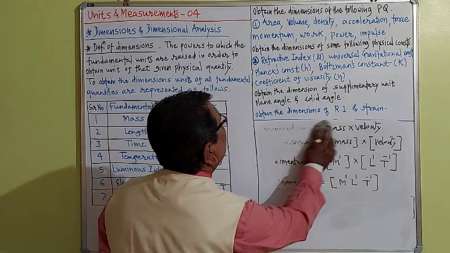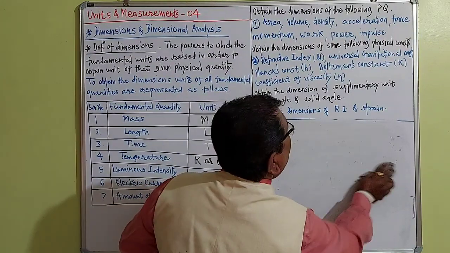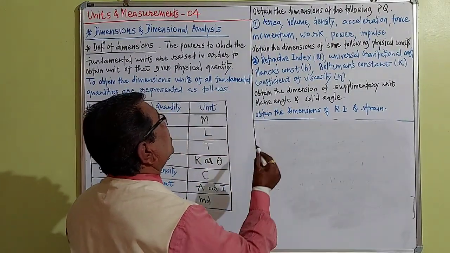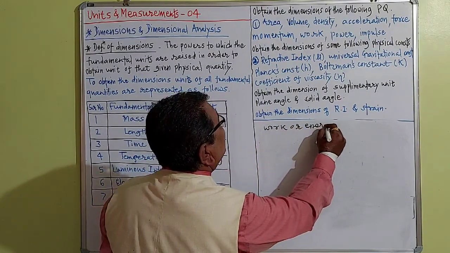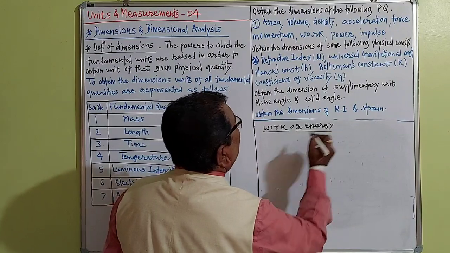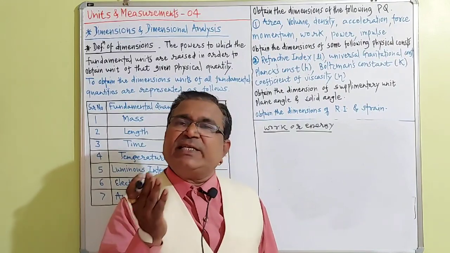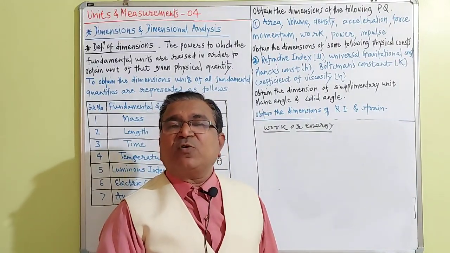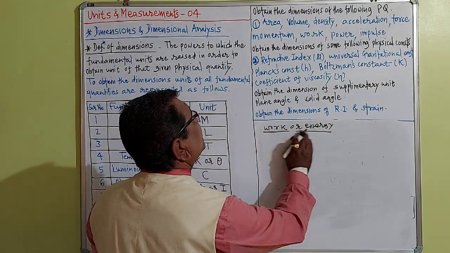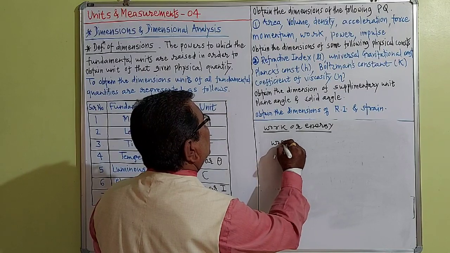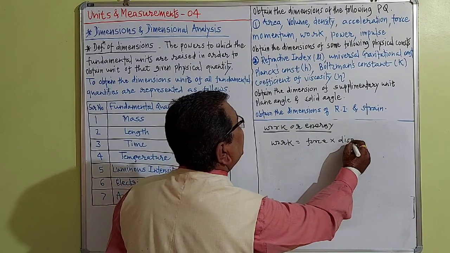The next one is what? Work or energy. I have combined these two physical quantities together because dimension of work and dimension of energy is same, because their SI units are same. SI unit of work and energy is joule. So dimensions of these two physical quantities are same. So what is the formula of work? Work is equal to force into displacement.